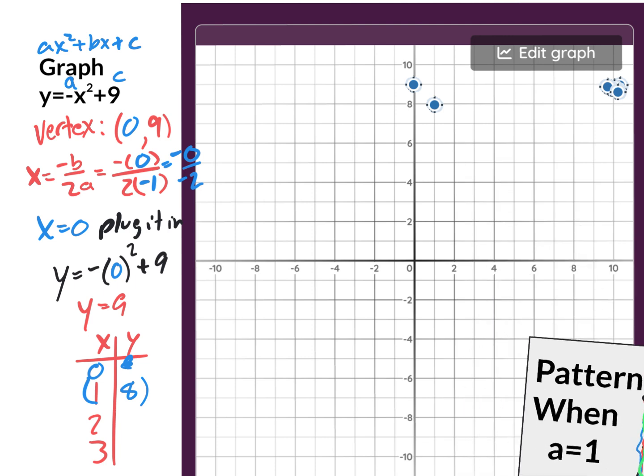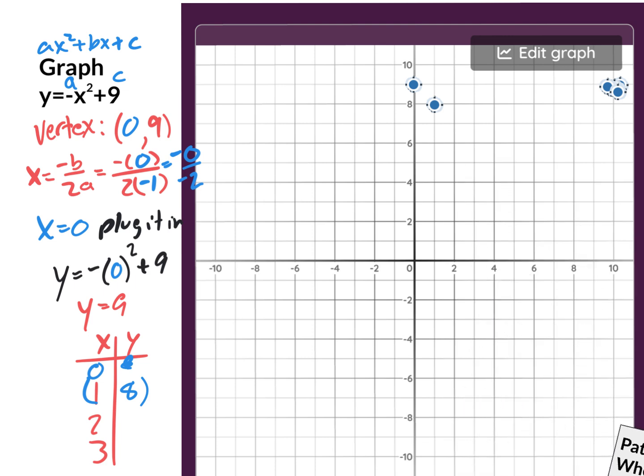Now, it is important to understand that it's negative, which means it's opening down. So from the vertex, 1, 1 is 1 over, 1 down. And then you go back to the vertex, you go 2 over, 4 down, and then 3 over, 9 down. So that's what you're going to do.